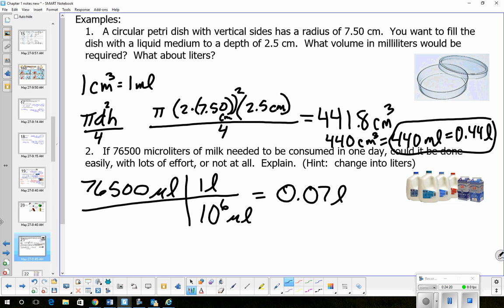Okay, so this is a 2 liter. A 1 liter is what pop usually comes in. A tenth of that would be easily consumed in one day. Yeah. Okay, easily.